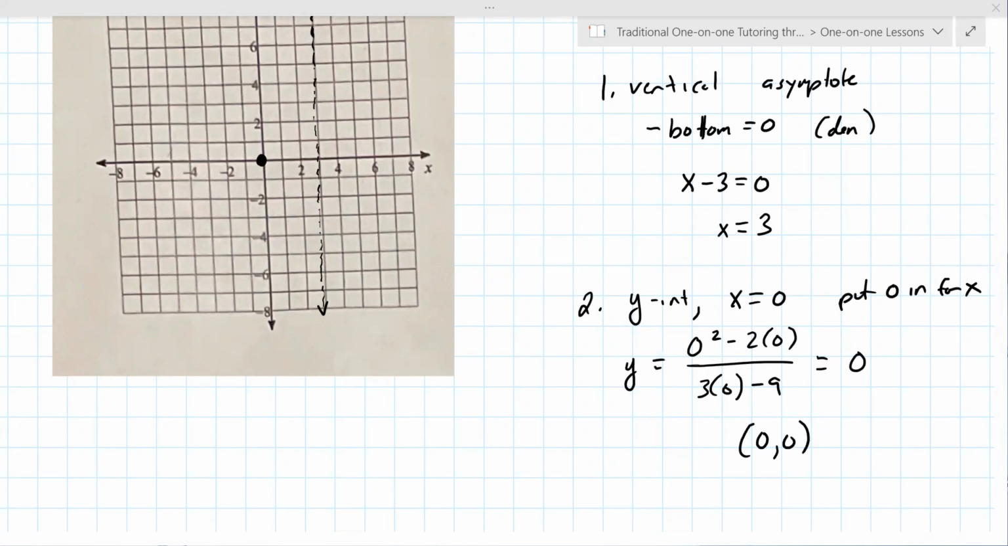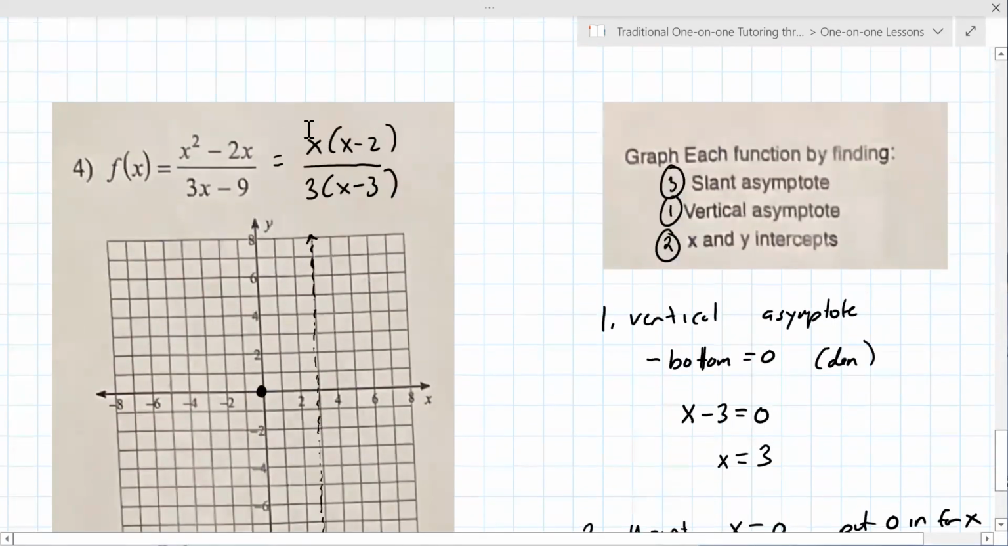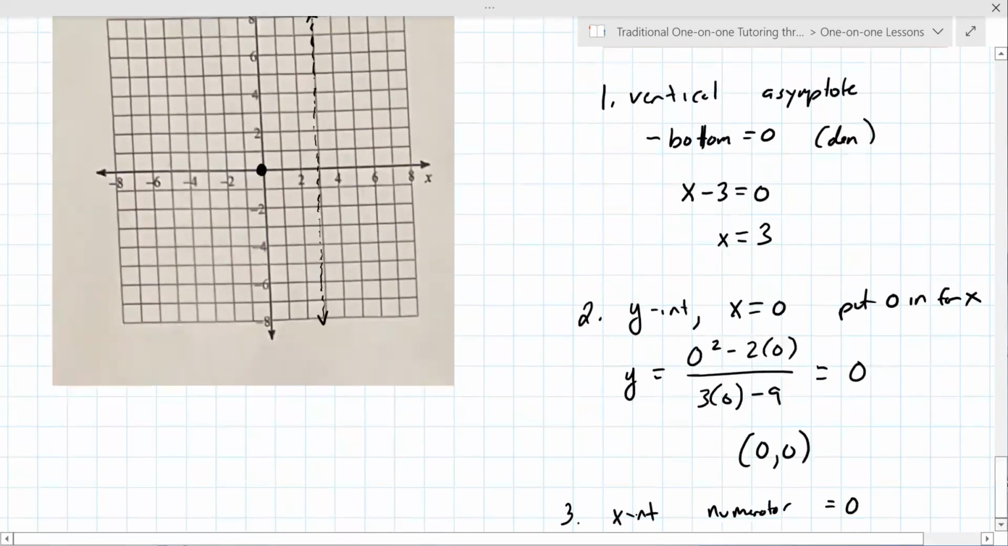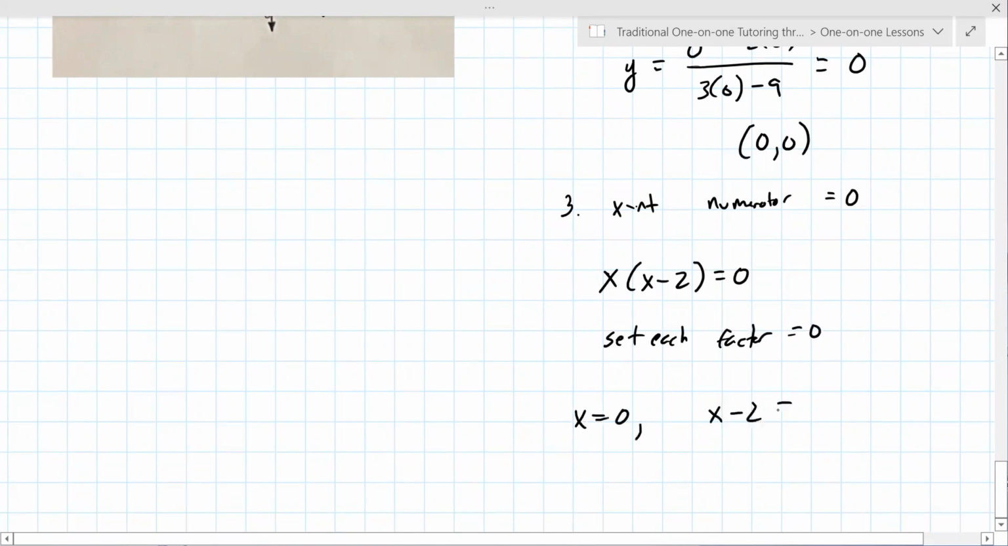All right, so now we're going to do the x-intercepts. So the x-intercepts are when you set the numerator equal to 0. So that's where you want to use the factored form. X parentheses x minus 2. You want to set that equal to 0. So you set each factor equal to 0. So x equal to 0, and then x minus 2 equal to 0.